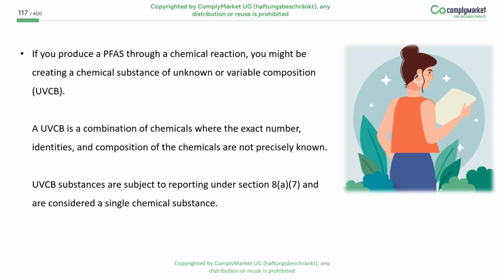If you produce PFAS through a chemical reaction, you might be creating a chemical substance of unknown or variable composition. UVCB is a combination of chemicals where the exact number, identities, and composition of the chemicals are not precisely known. UVCB substances are subject to reporting under Section 8(a)(7) and are considered a single chemical substance.